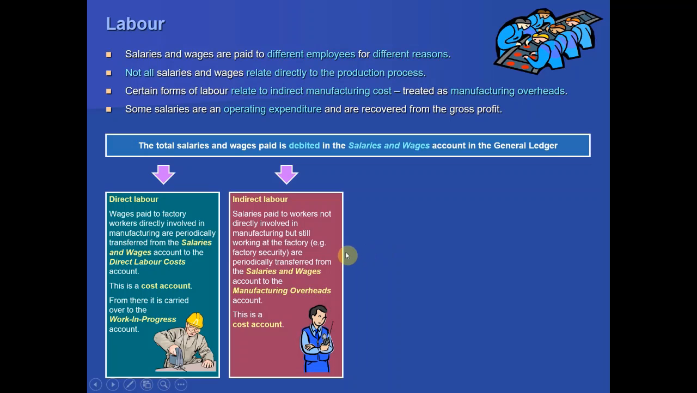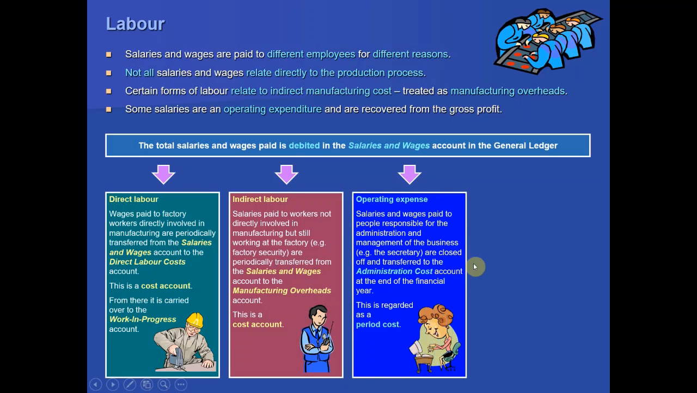If we look at the indirect labor, salaries paid to workers not directly involved in the manufacturing, but still working at the factory, e.g. factory security, and also your supervisor, etc., are periodically transferred from the salaries and wages account, which we know have a debit balance, it's an expense. So we have to credit it and debit manufacturing overhead account, which is our cost account. So direct labor will end up in work in progress, and indirect labor will end up in our manufacturing overheads. We said anything indirect end up in manufacturing overheads.